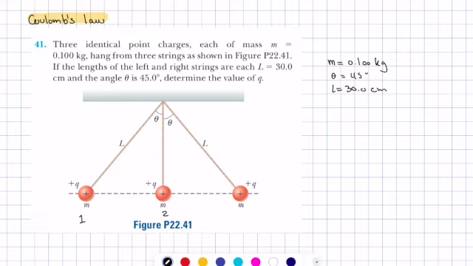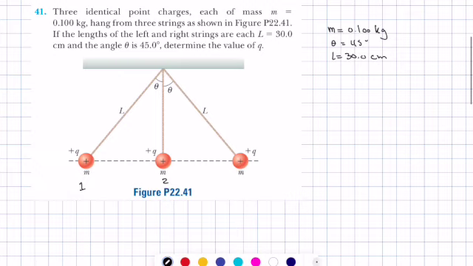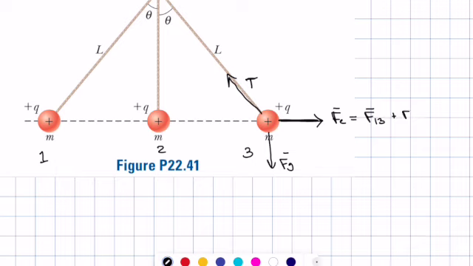Whenever we have equilibrium, that means we have a balance of our forces. So if we look at this charge here, which we're going to call charge number 3, we have the tension going up along here, we have the gravity going down here, and we have our electric force that is pushing or repelling our charge to the right. So this is our electric force. Now we can say that this electric force is caused by charge 1 on charge 3 and by charge 2 on charge 3. And we have Coulomb's law to figure out exactly what the equations for these forces are.